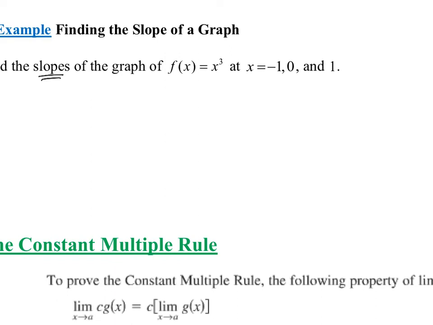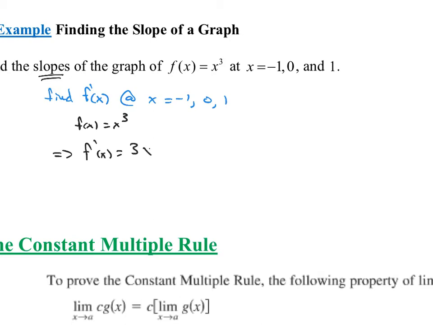Find the slopes of the graphs. That's just telling us all we need to do is find f prime of x, the derivative, at these given x values. X equals -1, 0, and 1. Find the slope of the graph is find the derivative, and then it gives us x values it wants us to plug in. Well, this is easy. If f of x is x cubed, it's a simple application of the power rule. F prime of x would then have to be drop the power, keep x, raise it to the power minus 1. That'd be 3x squared. So now all we need to do is evaluate it at the x values.